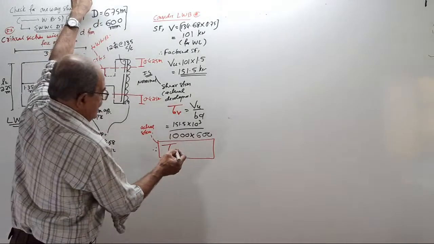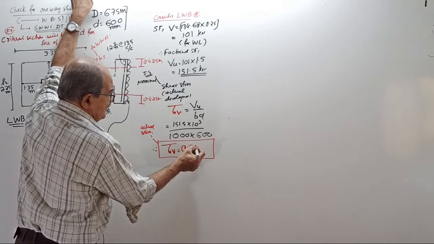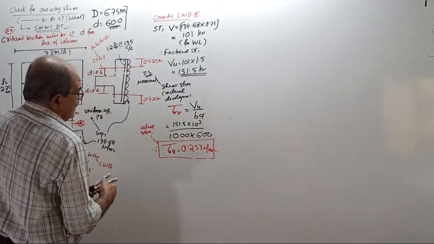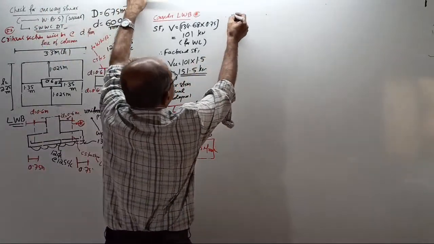0.253. 0.253 is the shear stress. Okay. Now we want what? Now we want tau C.